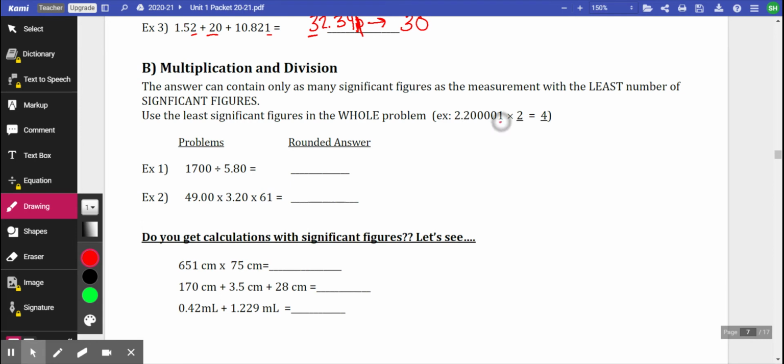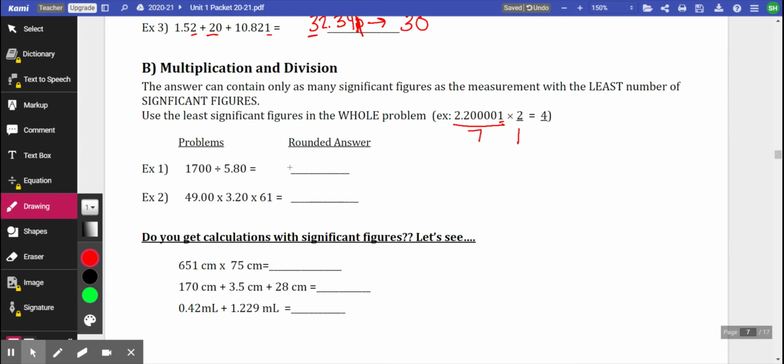So we got a decimal, we're going to jump to the right, we're going to count from the first non-zero till the precision runs out. So we get 1, 2, 3, 4, 5, 6, 7 sig figs in this number. This number only has 1, so when you multiply them, you can only carry 1 sig fig. Okay. So once you go ahead and do the math, type this into your calculator, 1700 divided by 5.80.